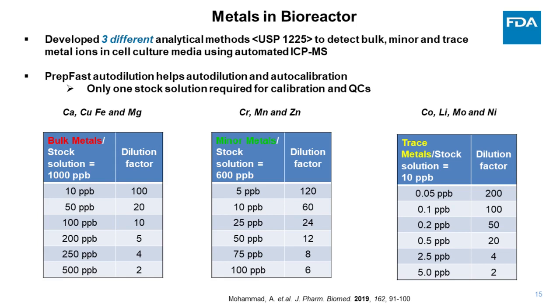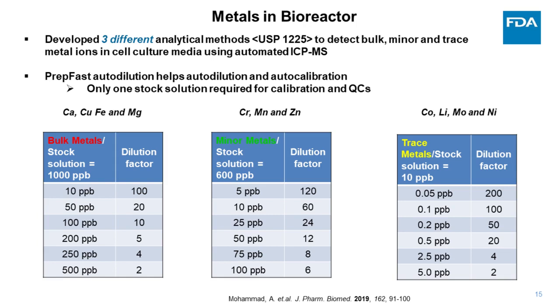As you can see, for each of the three methods, you only have to make one stock solution. For example, for bulk, we only need 1,000 ppb, and you just put in these different dilution factors and it'll run the curve automatically. Similarly, for minor, we make one stock solution of 600 ppb, then just put in the dilution factors and it'll automatically generate. Similarly for the trace metals.